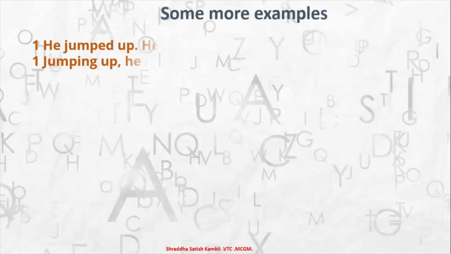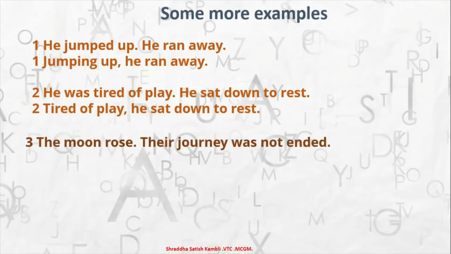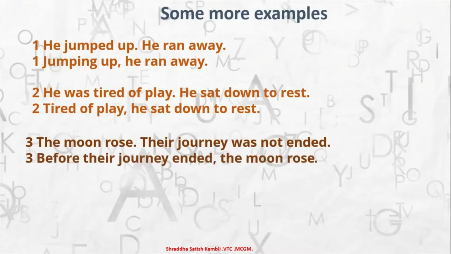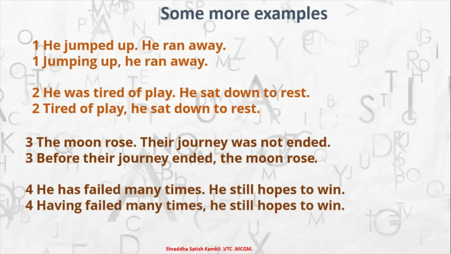Some more examples. Without categorizing them, without putting them into any category, we will just see some more examples. He jumped up, he ran away. Jumping up, he ran away. He was tired of playing, he sat down to rest. Tired of playing, he sat down to rest. The moon rose, their journey was not ended. Before the journey ended, the moon rose. He has failed many times, he still hopes to win. Having failed many times, he still hopes to win.